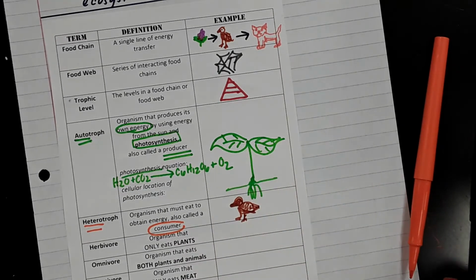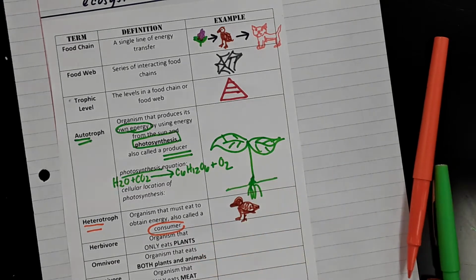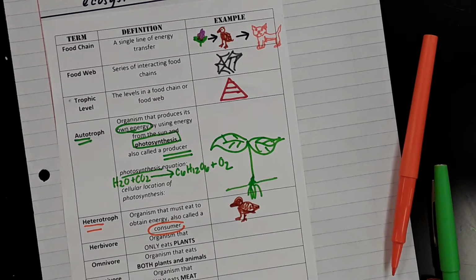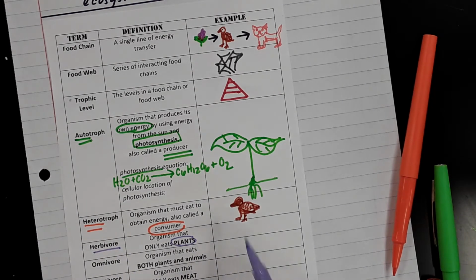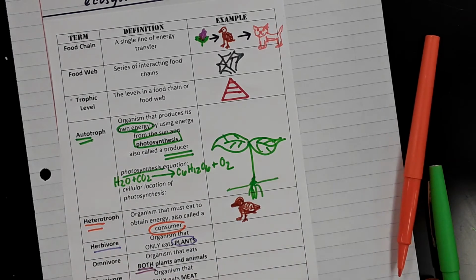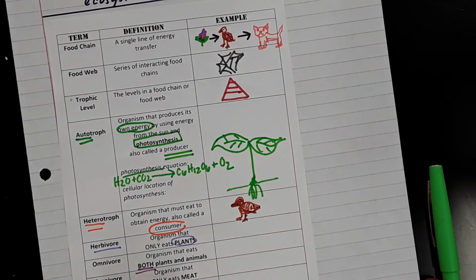Herbivores are going to be things that only eat plants. So things that only eat plants are herbivores. Omnivores are going to eat both. Carnivores are going to eat only meat.